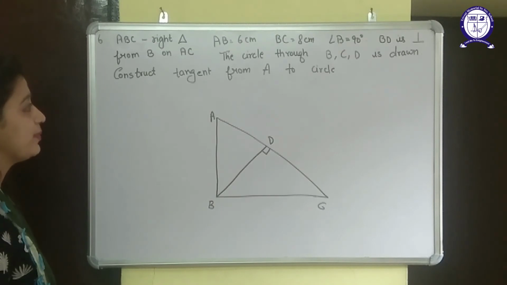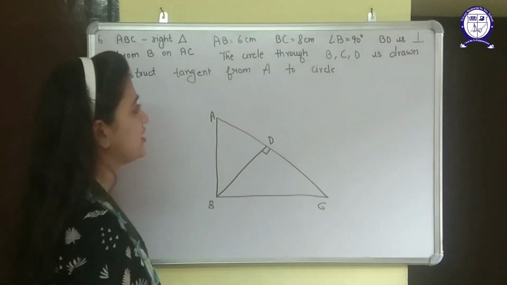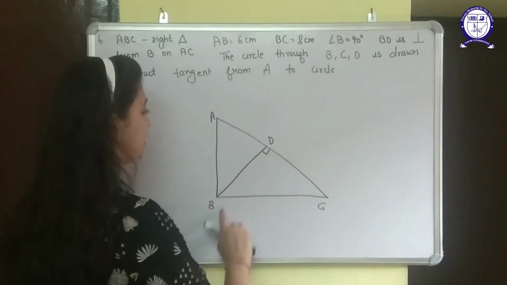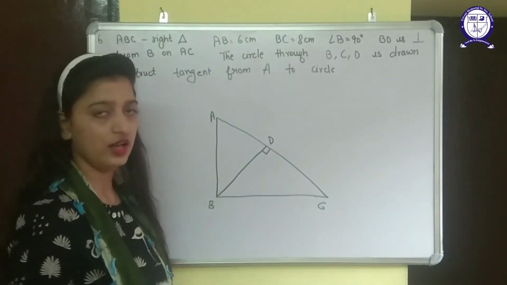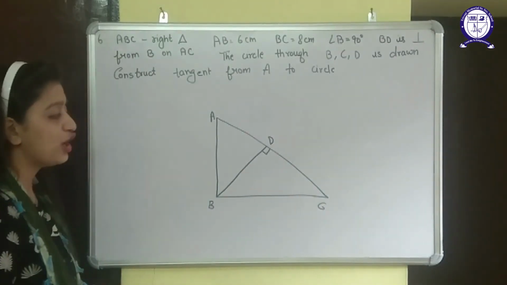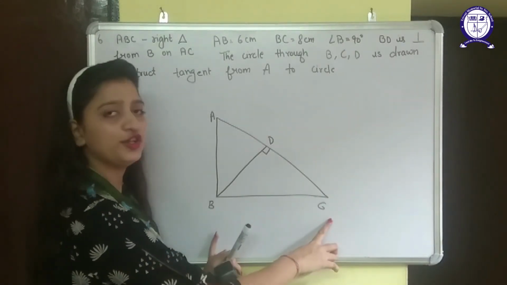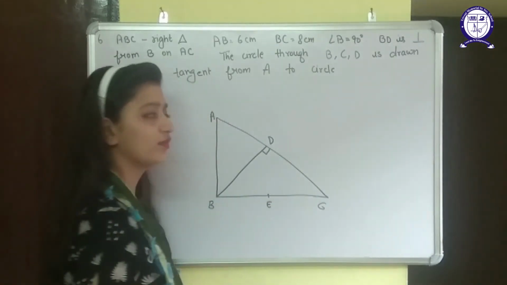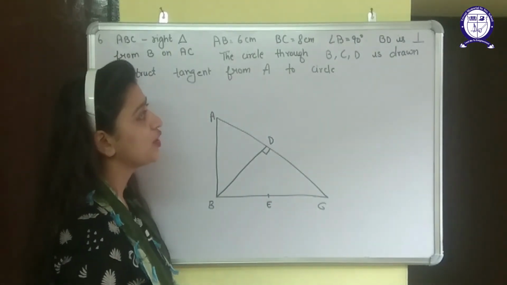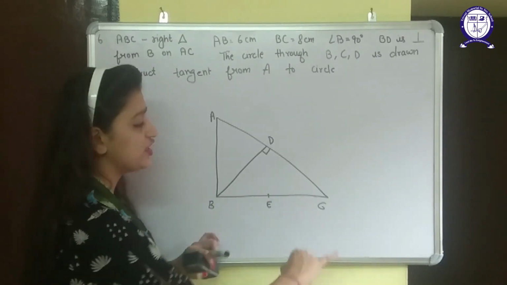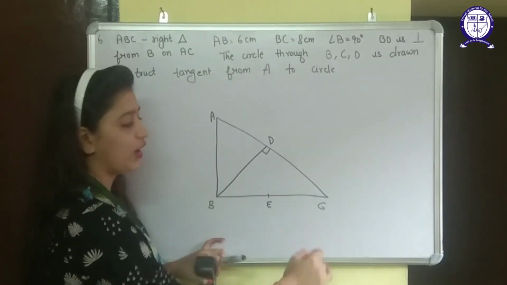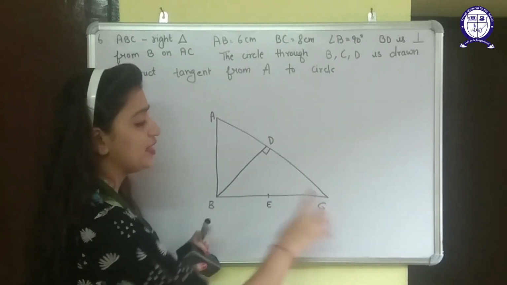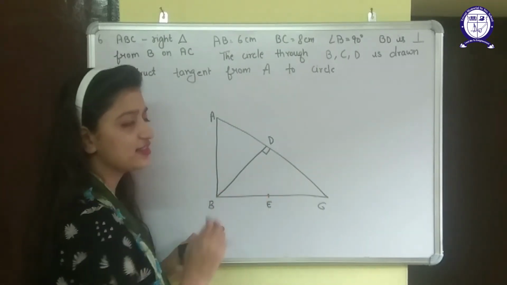Now, the further part says the circle through B, C, D is drawn. Okay, we need to draw a circle such that the points B, D and C lie on that circle. How will it happen? Now first of all, I will take the midpoint of BC. It will be some point E. If a circle passes through the points B, C, D, then BC should be the diameter of that circle. Then the circle will pass through all these 3 points. So BC is the diameter, so I will have E as the center.